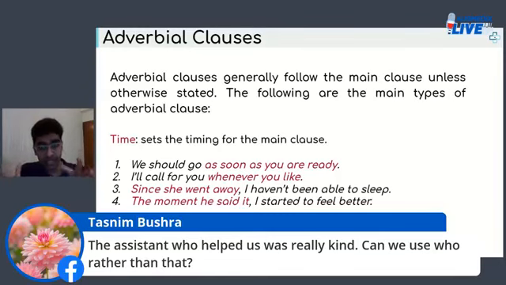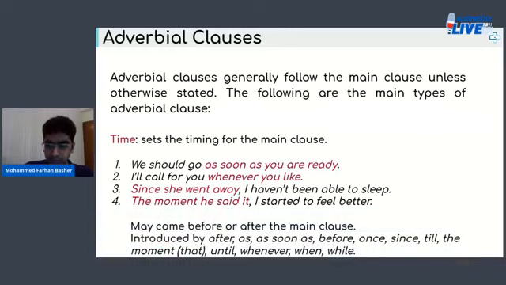But whenever you want to express something formally, it's better to go with who. And I myself also prefer going with who whenever we're talking about people. Okay, so the assistant who helped us was really kind instead of that. Even though if you did use that, it wouldn't be wrong, but going with who is a better option. All right, and that's fine.